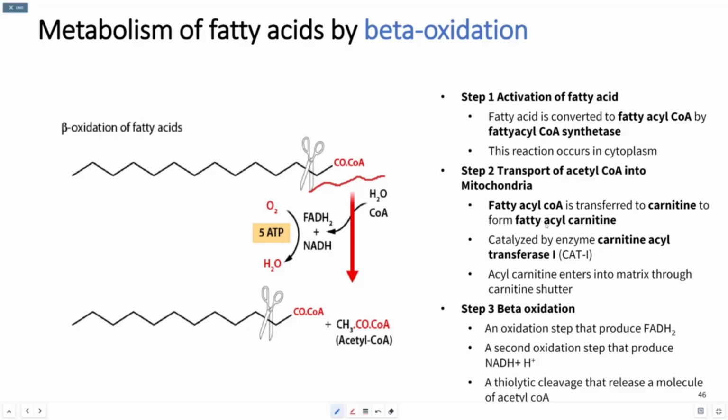There's an enzyme called CAT1, carnitine acyltransferase, which moves the fatty acylcarnitine into the mitochondria. Then the final step is going to be beta oxidation. This is where oxidation occurs that produces FADH2 and NADH, and there's going to be a thiolytic cleavage that releases acetyl-CoA by snipping parts of the bond, releasing acetyl-CoA for your body to use and make energy. Now acetyl-CoA can go back into the Krebs cycle and then the ETC.